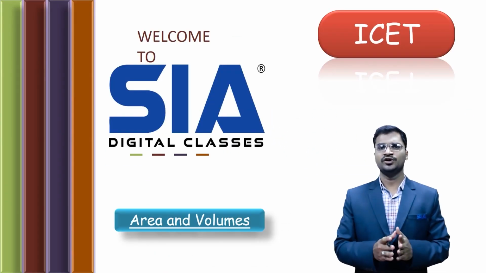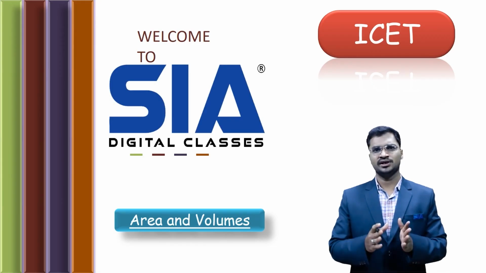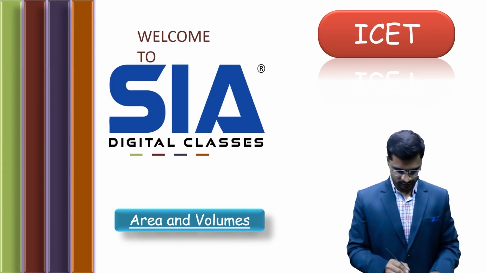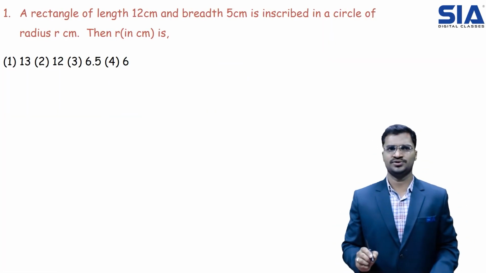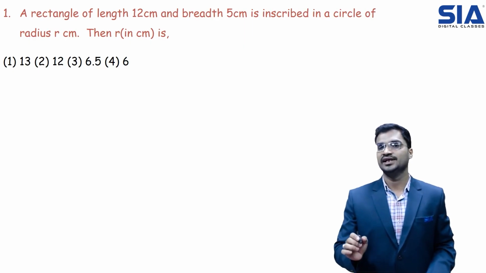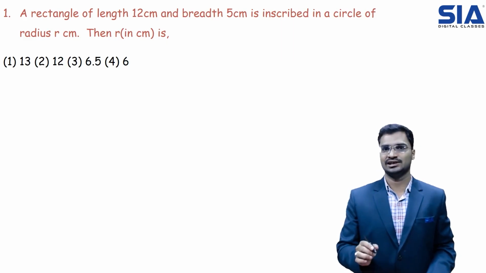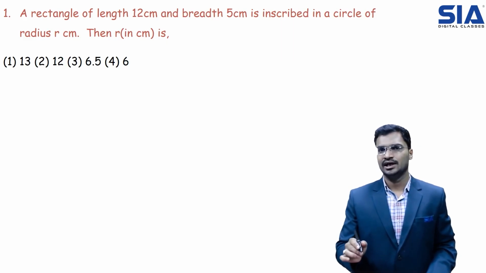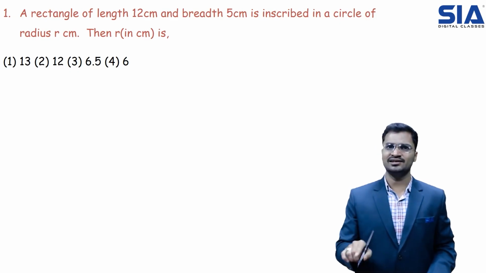In this video, we are going to solve some questions from the topic areas and volumes. Let us start. Our first question from the topic areas and volumes is a rectangle of length 12 cm and breadth 5 cm is inscribed in a circle of radius r. So what he is saying is a rectangle is inside the circle.